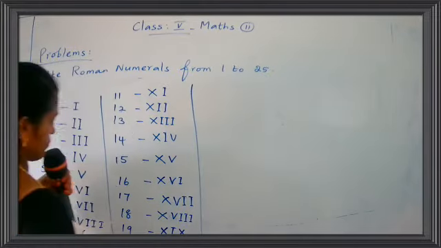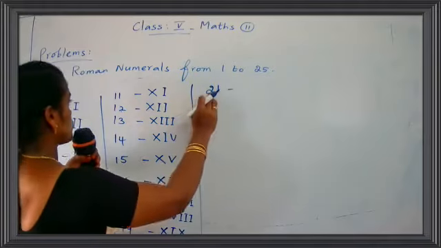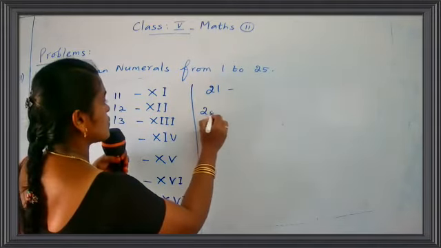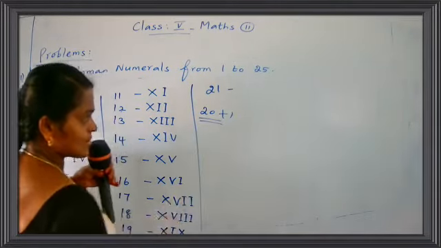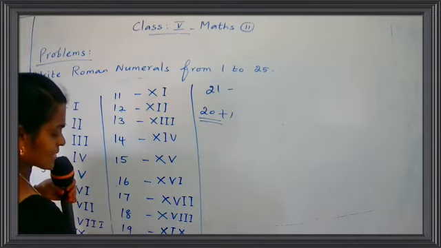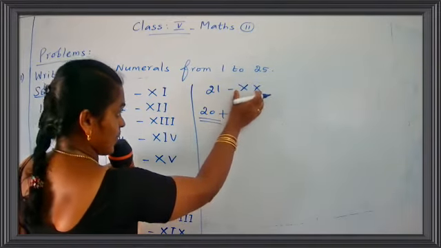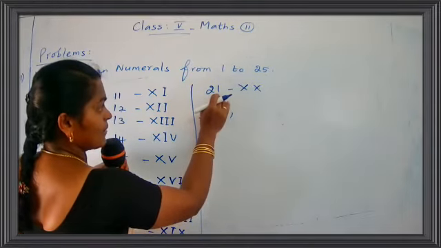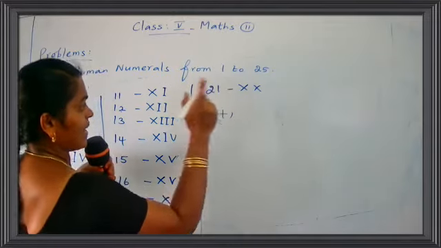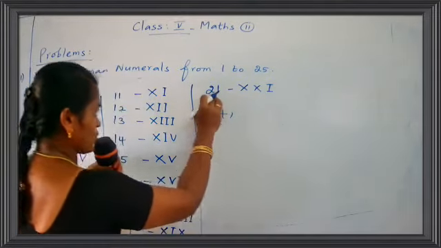So now 21. How will you write 21? 21 can be written as 20 plus 1. So 20 means XX. That means 21. So 1 stands for I. So that's why XXI stands for 21.